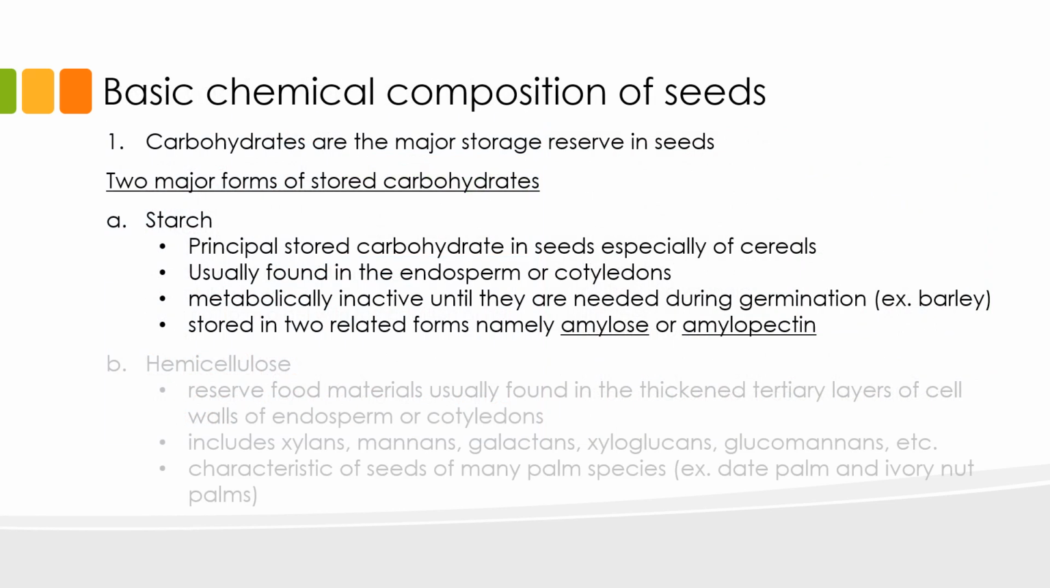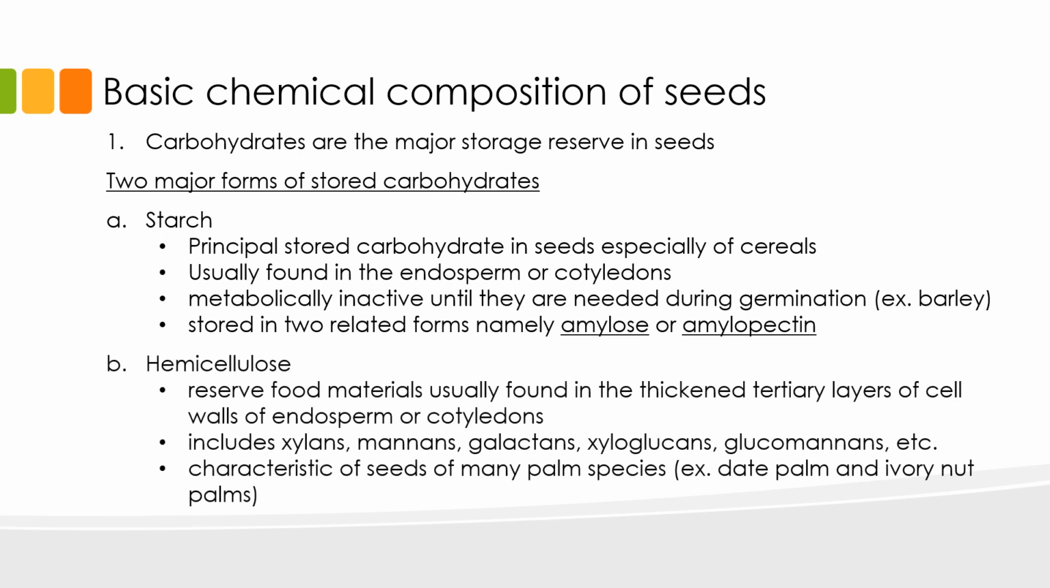Aside from starch, hemicellulose is another major form of storage carbohydrates, or carbohydrates that are used by the embryo as food during germination. Hemicelluloses are reserved food materials that are usually found in the thickened tertiary layers of cell walls of endosperms or cotyledons. They can come in various forms such as xylans, mannans, galactans, xyloglucans, and glucomannans. Hemicelluloses are characteristic of seeds of many palm species, including date palm and ivory nut palm.